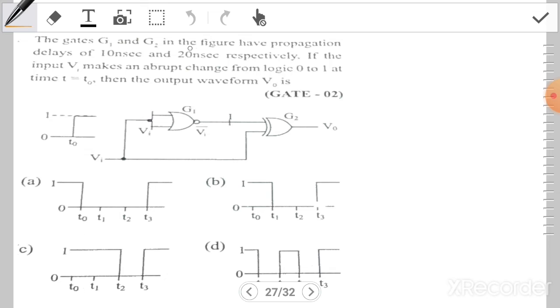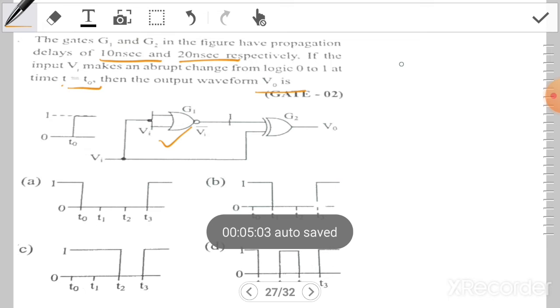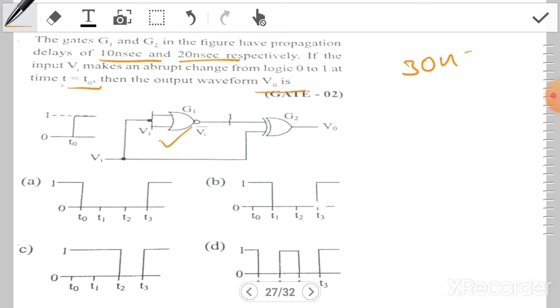The gates G1, G and G2 in the figure have propagation delays of 10 nanoseconds and 20 nanoseconds respectively. If the input V1 makes an abrupt change from logic 0 to 1 at time t equal to t0, then the output waveform V0 is? So the propagation delay of the NOR gate is 10 nanoseconds, and the propagation delay of the XOR gate is 20 nanoseconds. So a total delay of 30 nanoseconds.